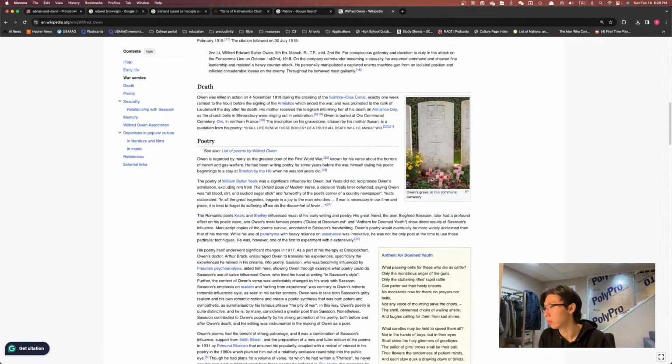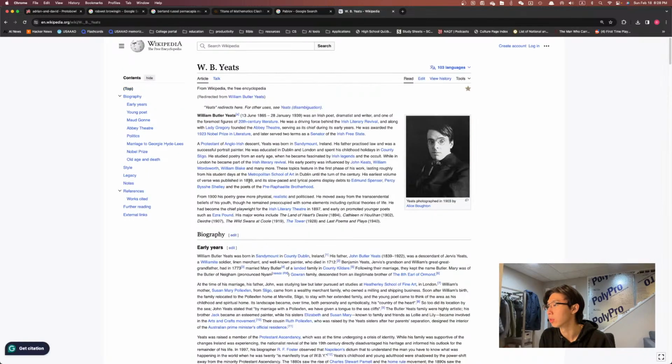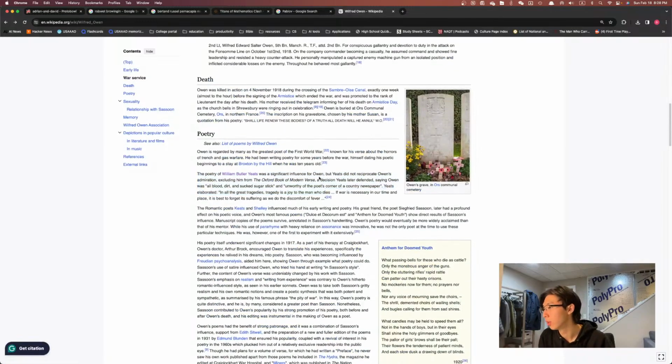Yeats was an influence for Owen. Yeats is Scottish, right? He's Scottish or Irish? Oh, he's Irish. Okay, Yeats is Irish.